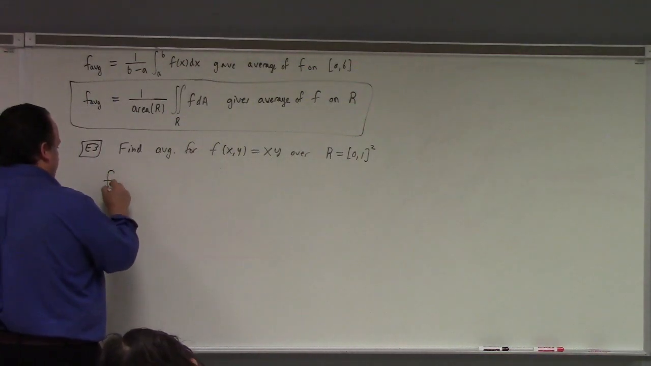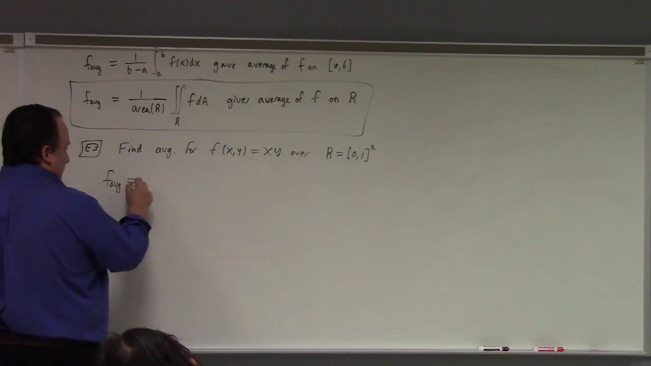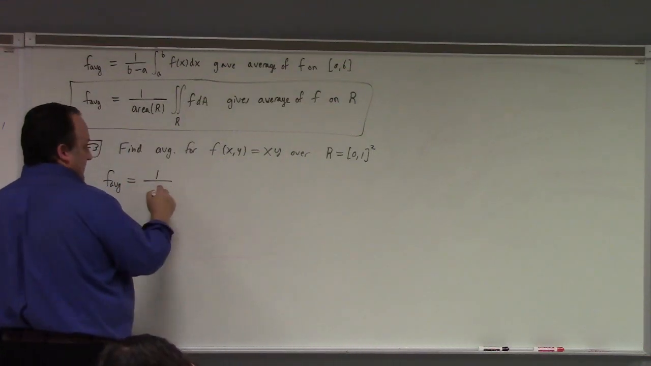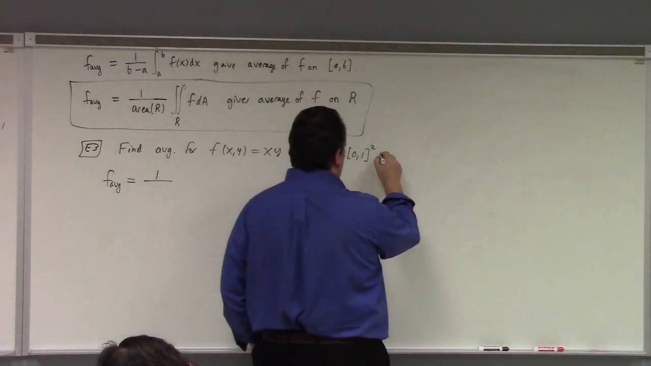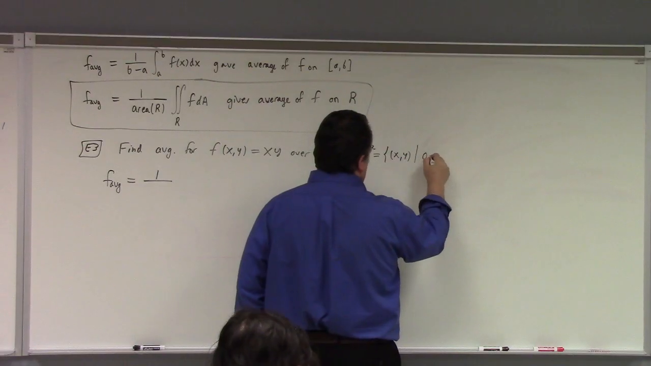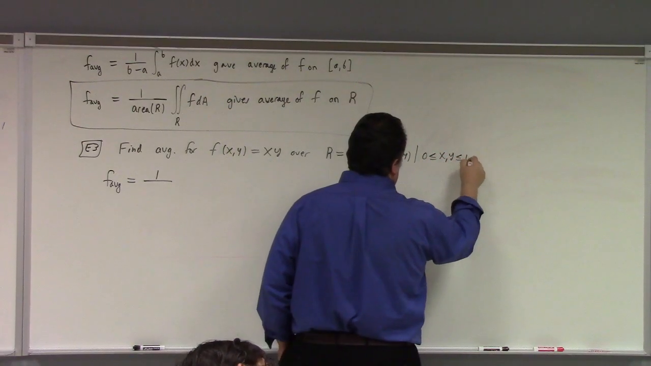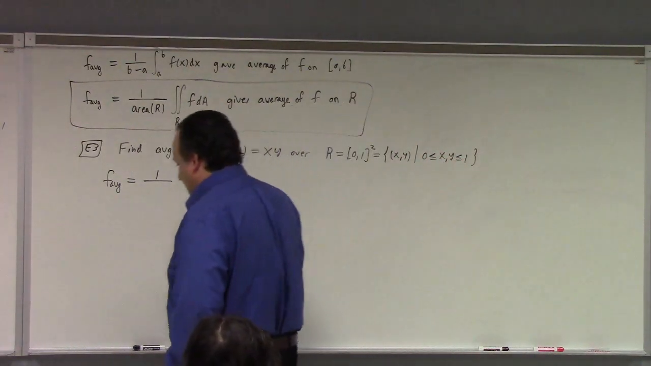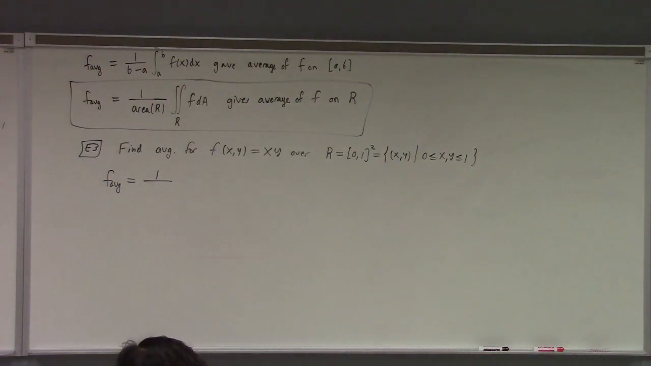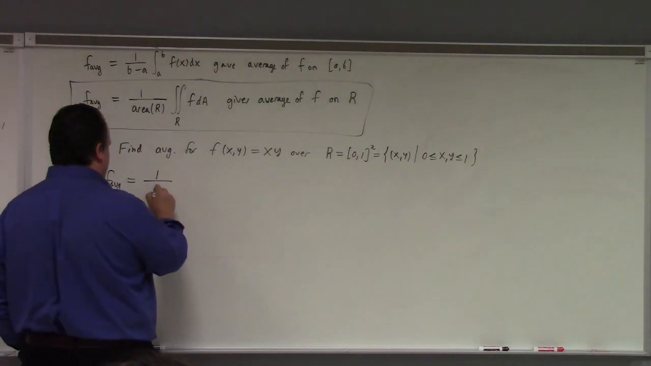So f average would be equal to 1 over the area of the region. This notation just means x comma y such that 0 is less than or equal to x comma y less than or equal to 1. Both x and y are taken from the unit interval. What's the area of the unit square? Just 1. So the 1 over 1 is kind of dumb.